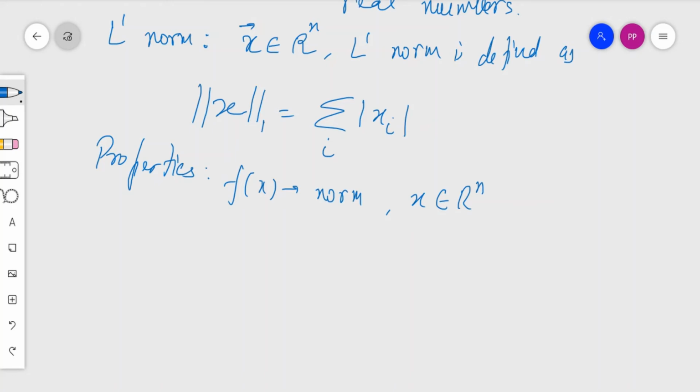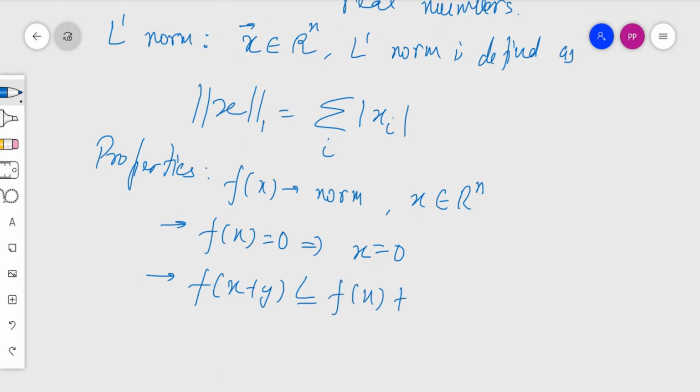For the ease of simplicity, I am not putting the sign vector, but you should keep in mind that whenever we are using x in machine learning, we are speaking about the vector. Then the first property is, if the function norm has value 0, it definitely means that the vector itself is 0. If f(x + y) has to be compared with f(x) and f(y), then we will use the triangular inequality. So this is less than or equal to f(x) + f(y), which is the triangular inequality.